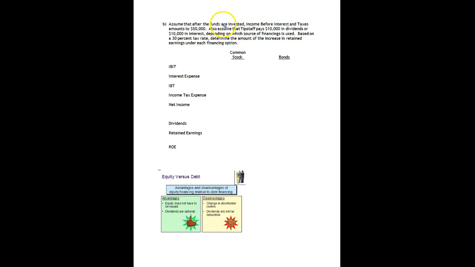All right, so let's look at the income statement, income before interest and taxes. Get it? Income before interest and taxes. Let's say it's $50,000. So whether I issue stock or whether I issue bonds, I'm going to have this kind of income if I disregard interest and taxes. If I issue stock, I didn't borrow any money, so I don't have interest. So income before taxes would be $50,000.